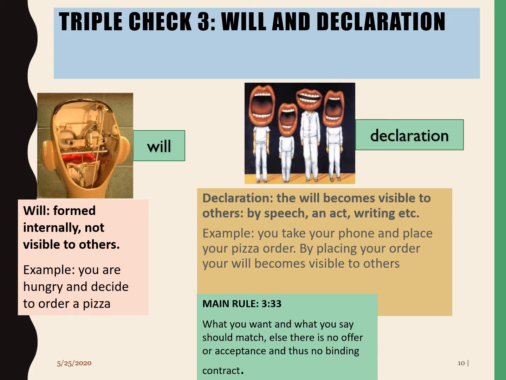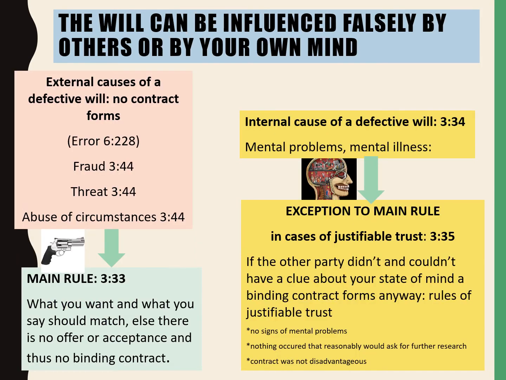If the will and declaration do not match, we have a defective will. A defective will can be caused by two things. It can have an external cause and an internal cause. The external cause is very easy to spot. Usually you have two parties in a contract, party A and party B. Party A points a gun at party B. Party B maybe signs a contract, enters a contract he didn't want. That is a threat, of course, and that is not legally binding.